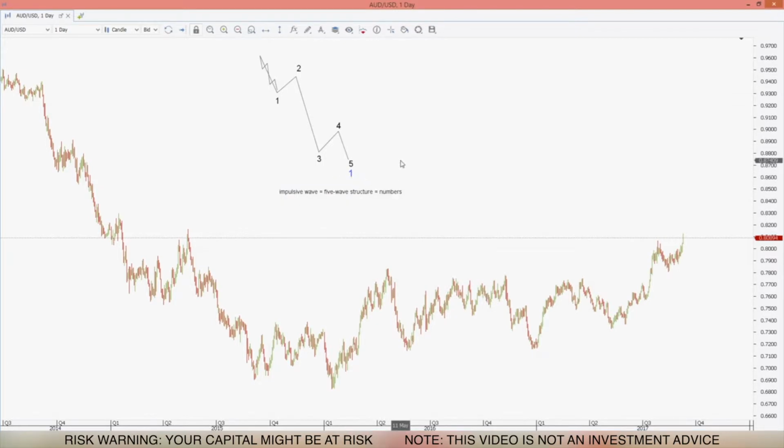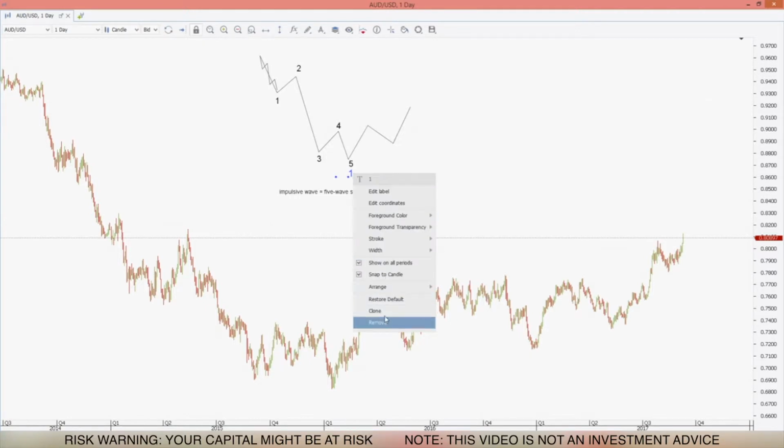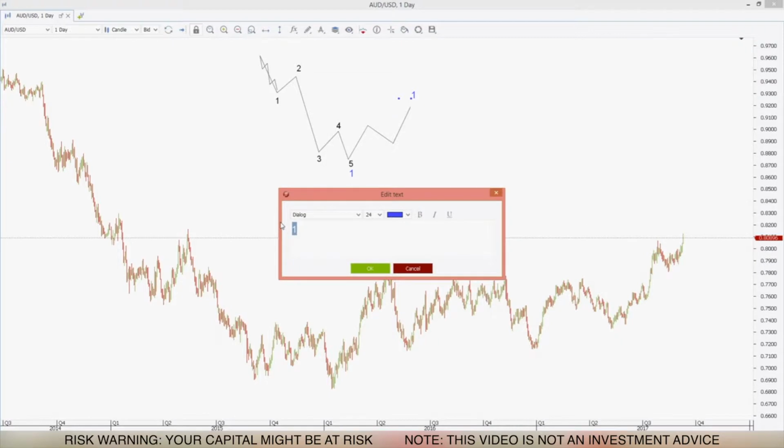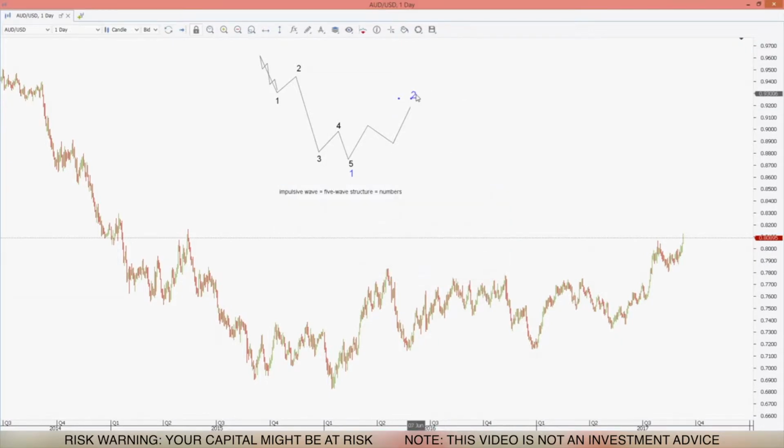What would be the next move after such an impulsive move? The next move would be a correction, a corrective wave, something like this, and that would be only the second wave, of the same degree as the one that ended here. Now, what makes an impulsive wave? First of all, we said that it's a 5-wave structure. 1, 2, 3, 4, 5.